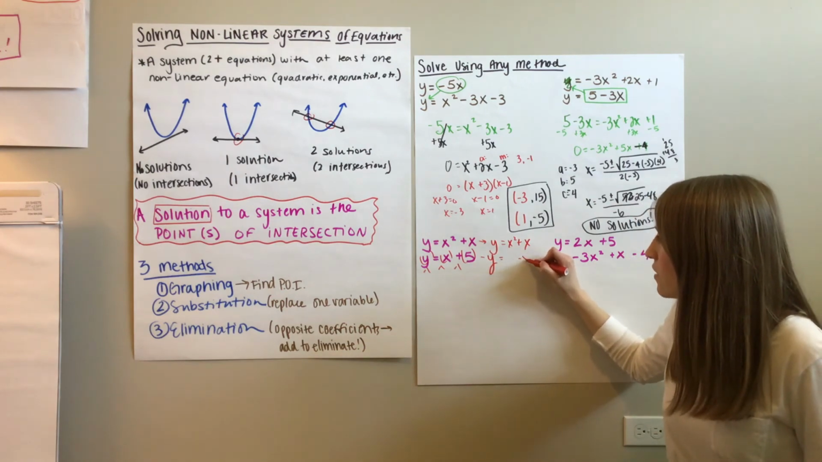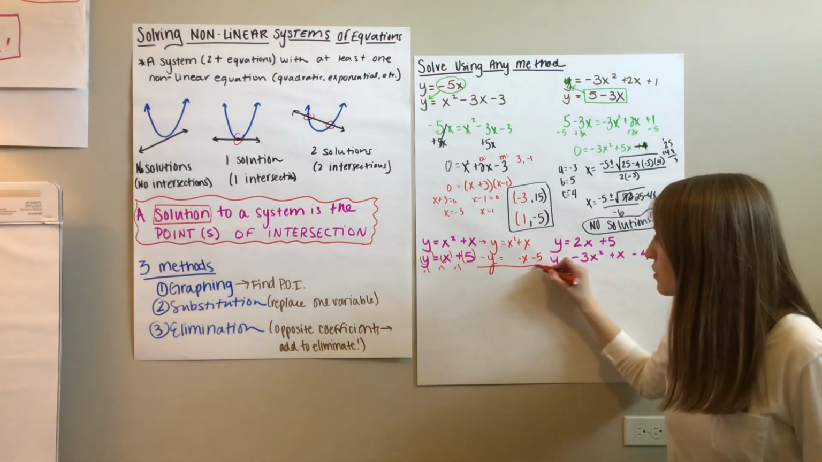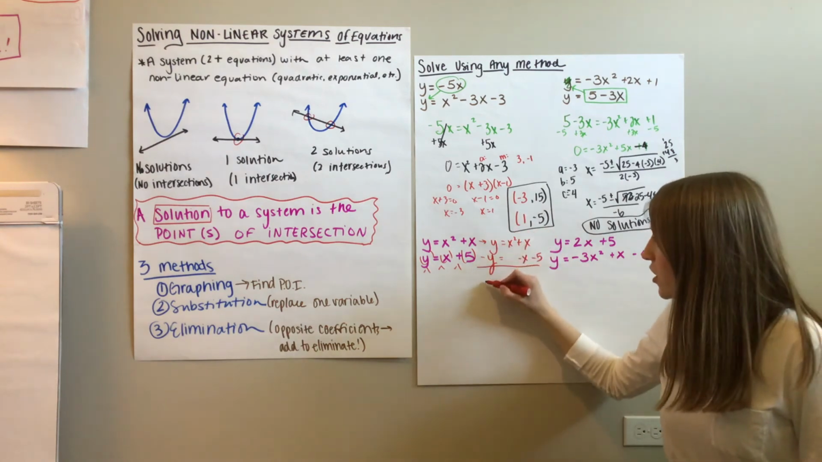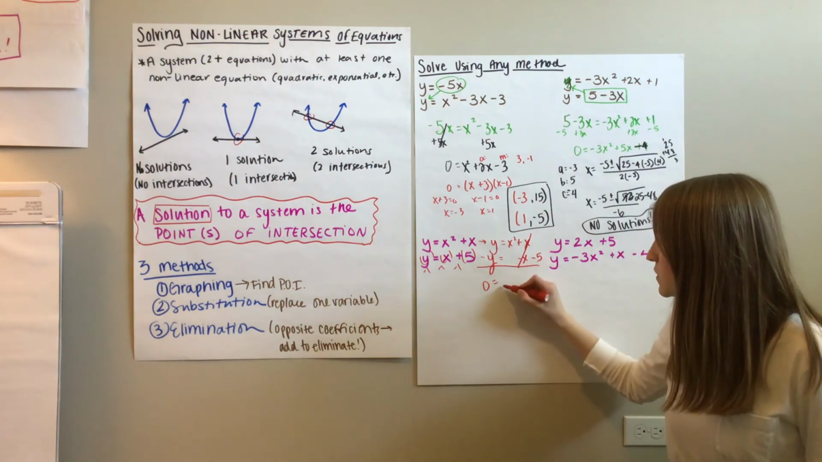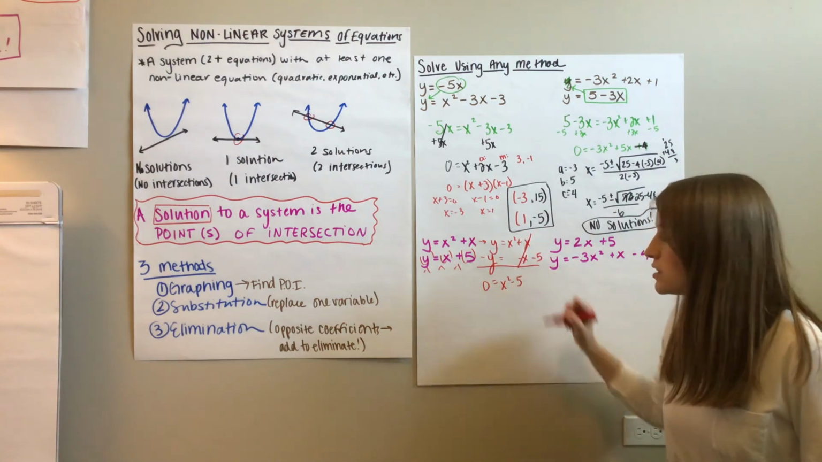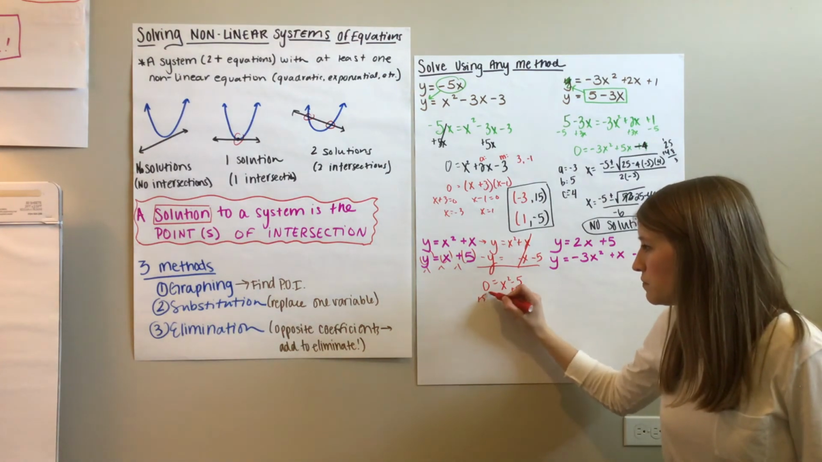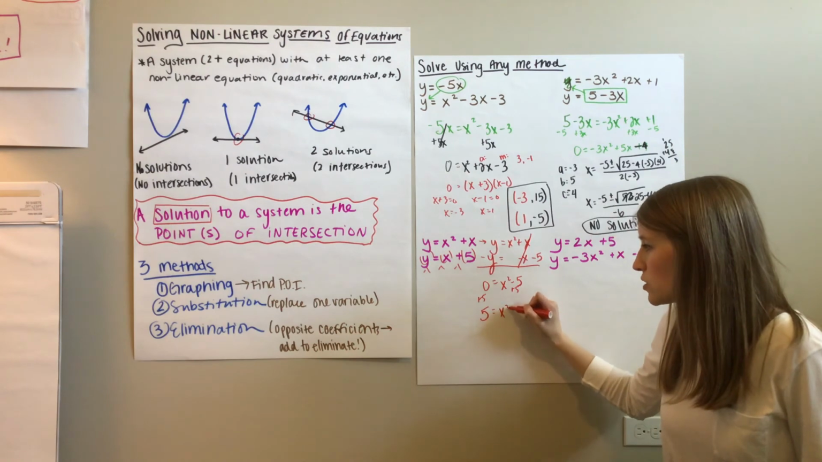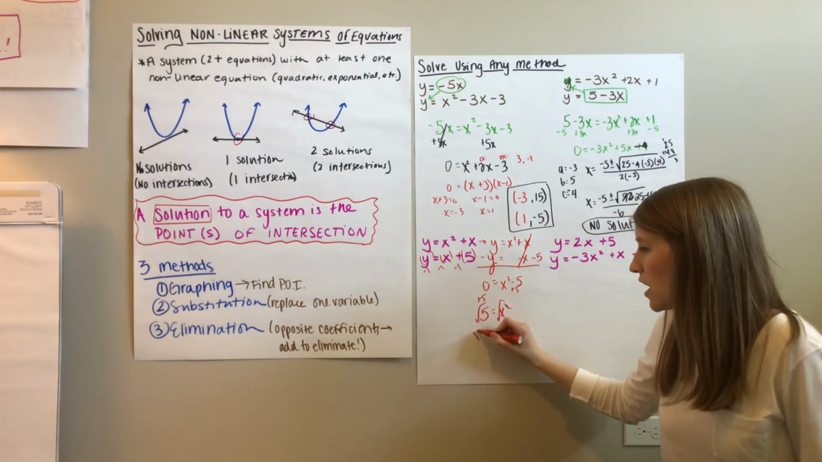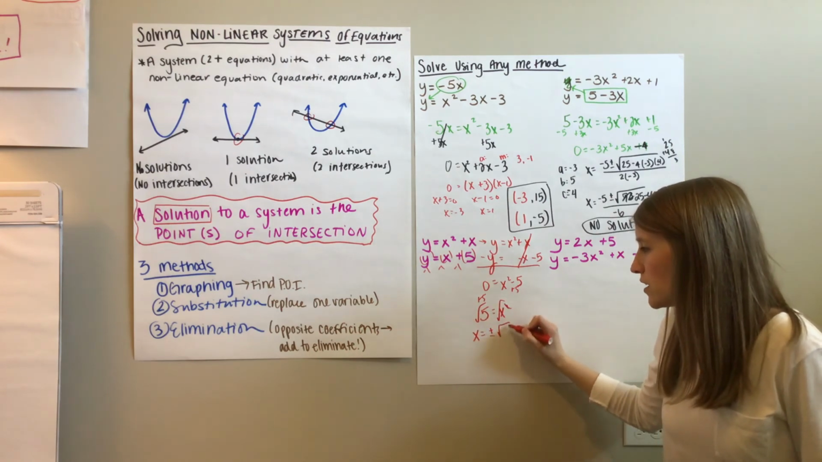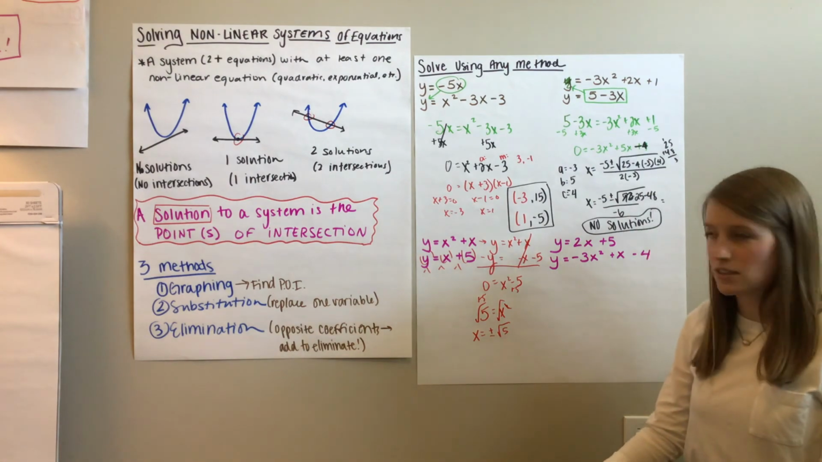So that's negative x and negative 5. Now when I add those together, I get 0 equals x squared minus 5. You'll add 5 to both sides. 5 equals x squared. Take the square root. X is equal to plus or minus the square root of 5.